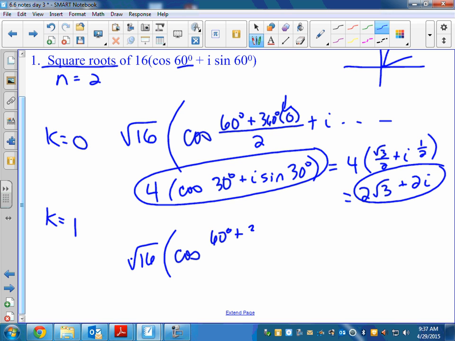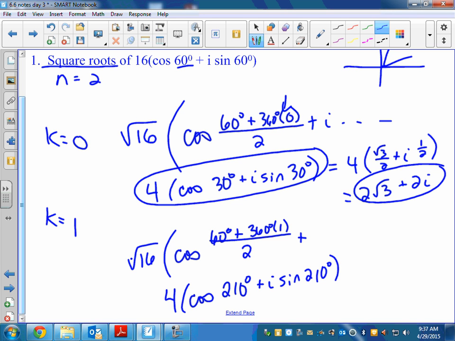So on this one, it would be plus 360 times 1 divided by 2. And just watch your arithmetic here. Some people like to just take this number and add 360 to it. You have to add 360 and then divide by 2, right? So that would be 60 plus 360 is 420, divided by 2 is 210. So that would be 210 degrees plus i sine of 210 degrees.